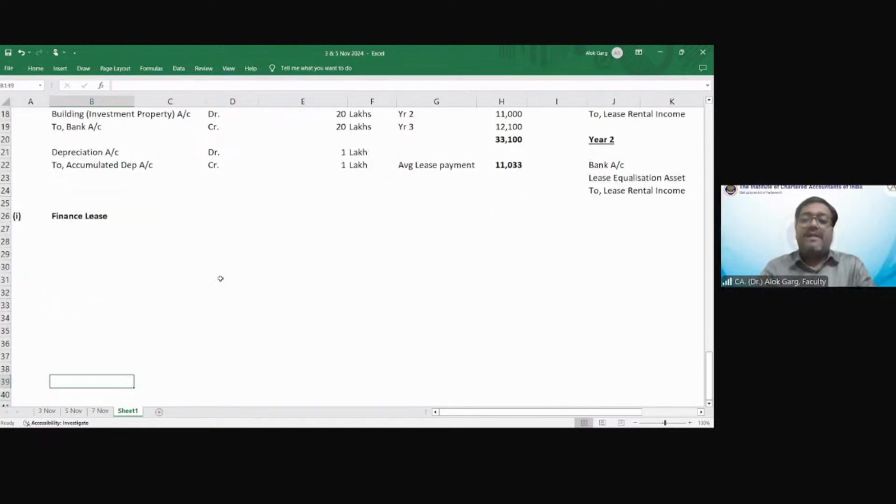So finance lease में क्या होता है? Finance lease is a situation where lessor transfers the risk and reward substantially to the lessee. For example, लेसोर ने एक एसेट परचेज की, एक कार परचेज की 10 इयर्स के लिए, and lessor has given it on a lease basis to the lessee for, let's say, 8 years. So it is for the major part of the economic life, okay?